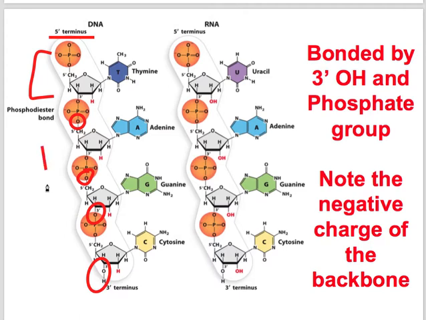That's why everything is always added in this direction. It's because you have this nice reactive OH right here. That's the main reason. This is reactive. Up here is not reactive as far as adding nucleotides. So when we get into that, that's the reason why we go from 5' to 3'.